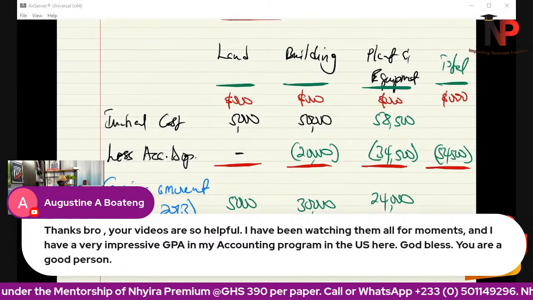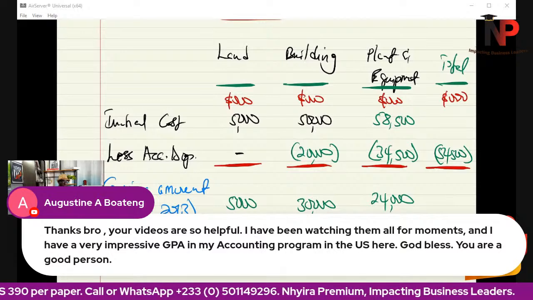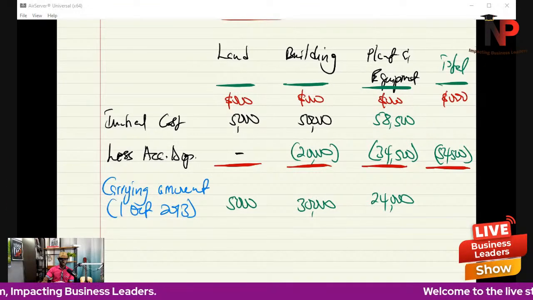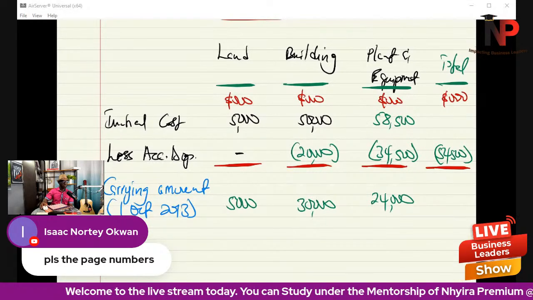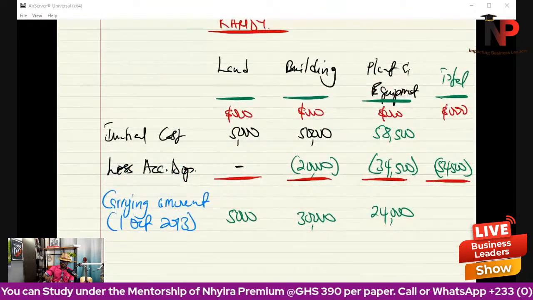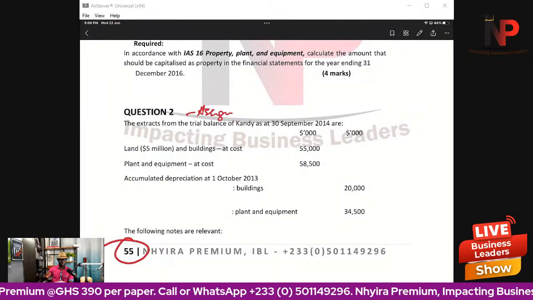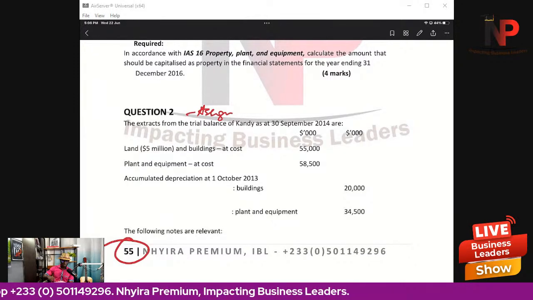Augustine said, thanks, bro. Your videos are so helpful. I've been watching them all for months, and I have a very impressive GPA in my accounting program in the USA here. God bless. You are a good person. Thank you very much, and congratulations on your good GPA. Hoping that you push in more as you move ahead. Isaac said, please, the page number. It should be the same, around 55. So check it out and see, because in the corporate reporting, I think it should be around almost the same page. So you can check it up and see 55, 56, or something like that.